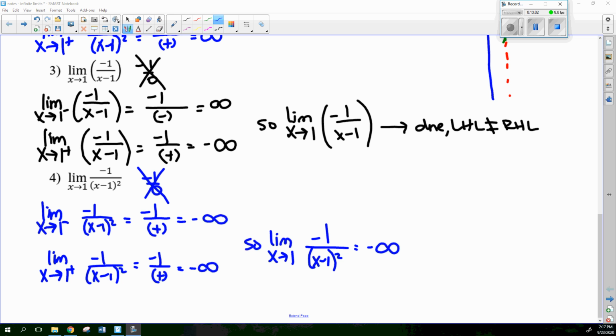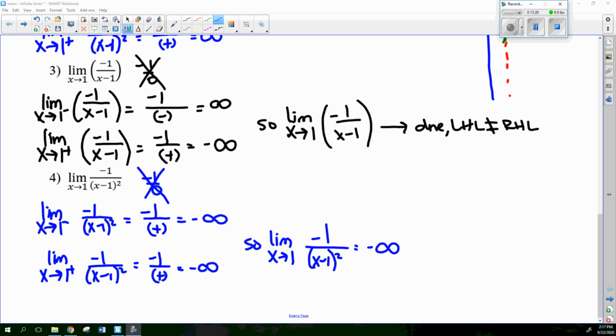For number 4, because the bottom is squared, it didn't matter if I checked from the left or the right, the bottom would be positive for both. So negative divided by a really tiny positive is negative infinity for both. So the limit, therefore, is negative infinity.